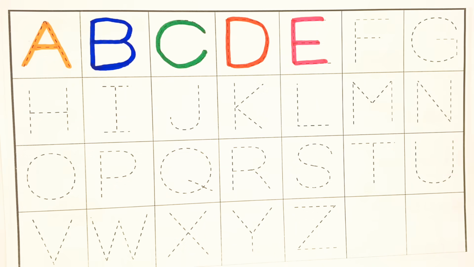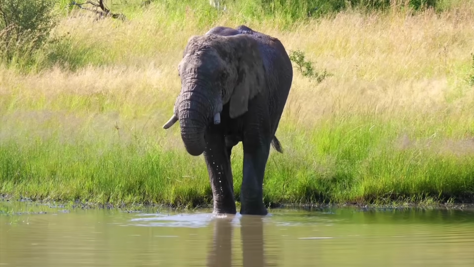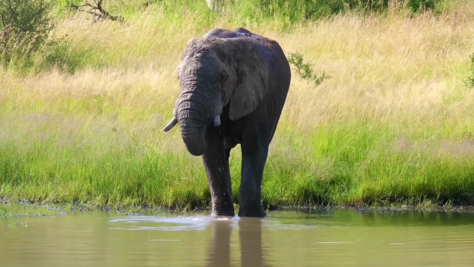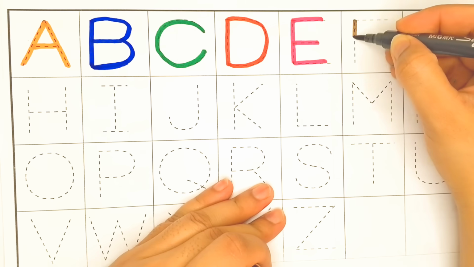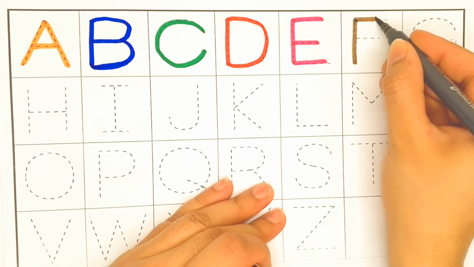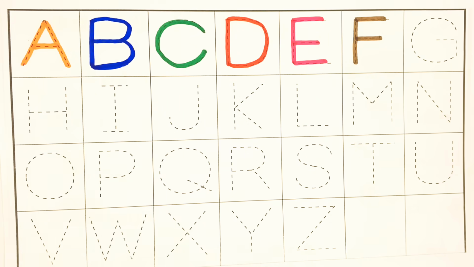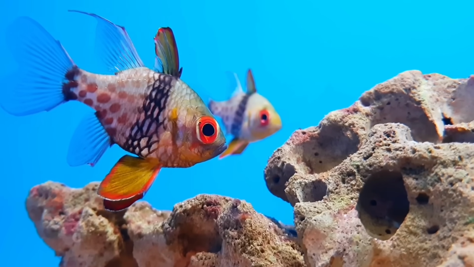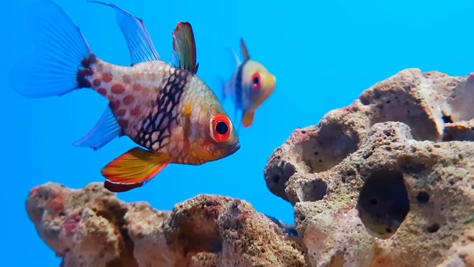Capital E. E for elephant. Elephant has a long trunk. Capital F. F for fish. Fish swims in water.